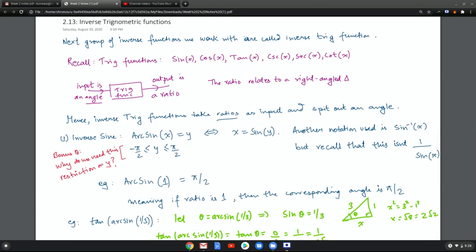The next group of functions that we are going to be learning about is called the inverse trigonometric functions. Recall that we have trig functions based on the six trigonometric ratios: sine, cosine, tangent, cosecant, secant, cotangent. Now, the names for these functions actually have an interesting history.